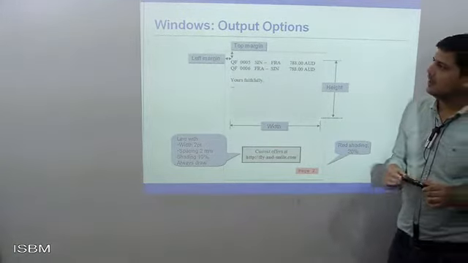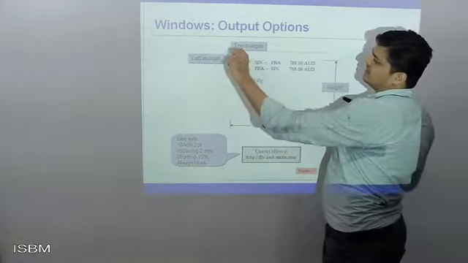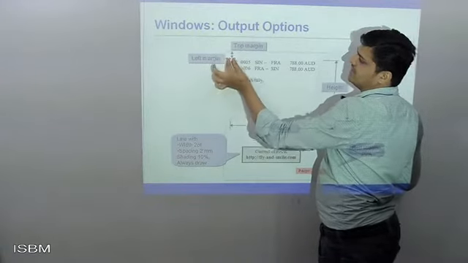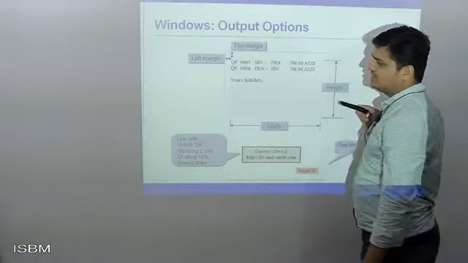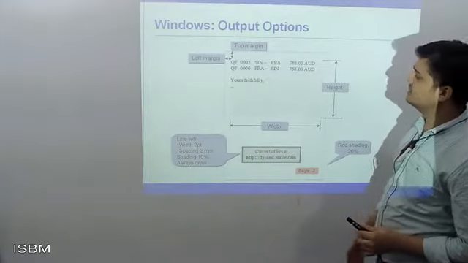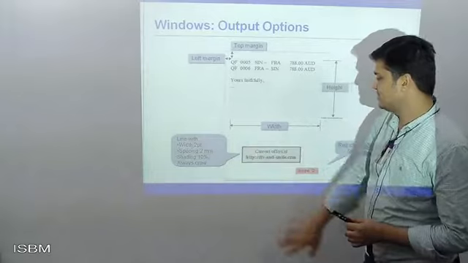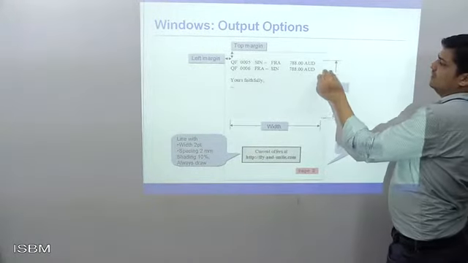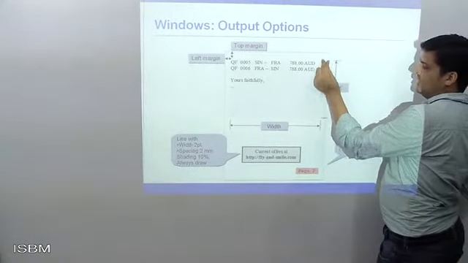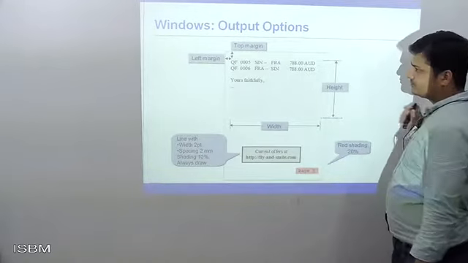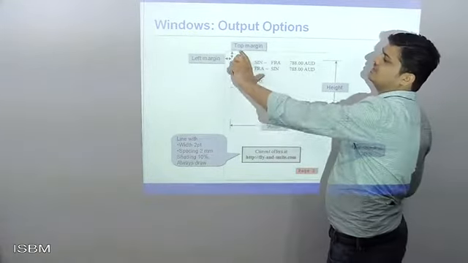Basically, in the output option, we have a top margin. Here you can see the top margin, and we have a left margin. I have told you initially, whatever left margin you choose, it should be aligned from top to bottom. On the right side also, if you check the right margin, it should be aligned from top to bottom. Then we have the top margin.